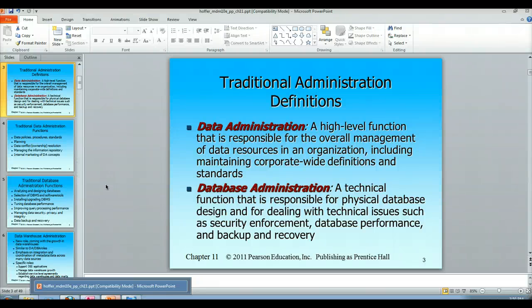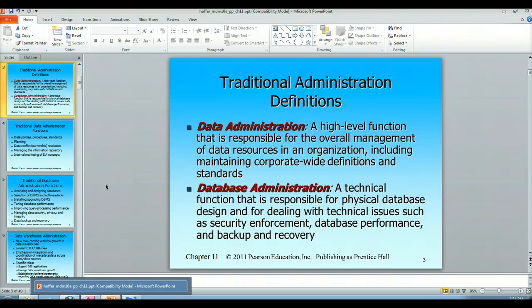Hello and welcome to the video lecture about administration definitions, data administration and database administration. As I said in the introductory video lecture, data administration is a high level function, could actually be a board of directors level function, because this person, this data administrator, is responsible for the overall management of the data resources in an organization. So that's huge. That's an enormous responsibility.